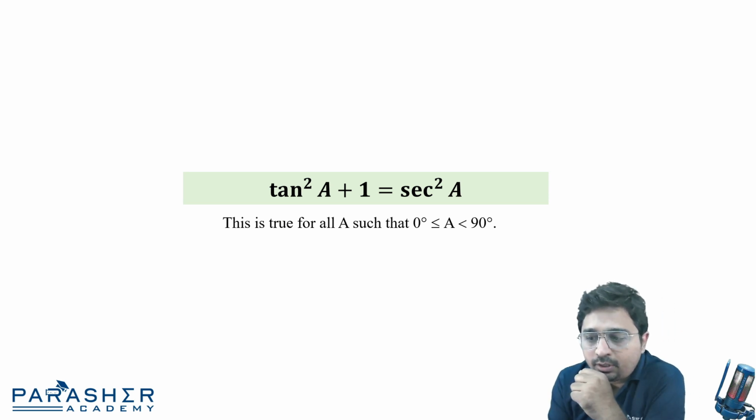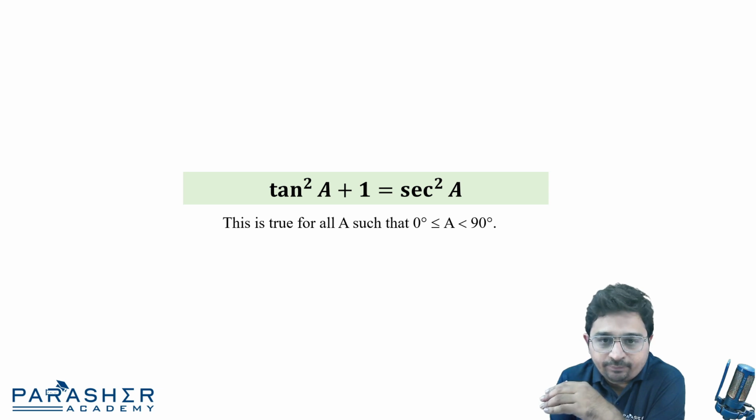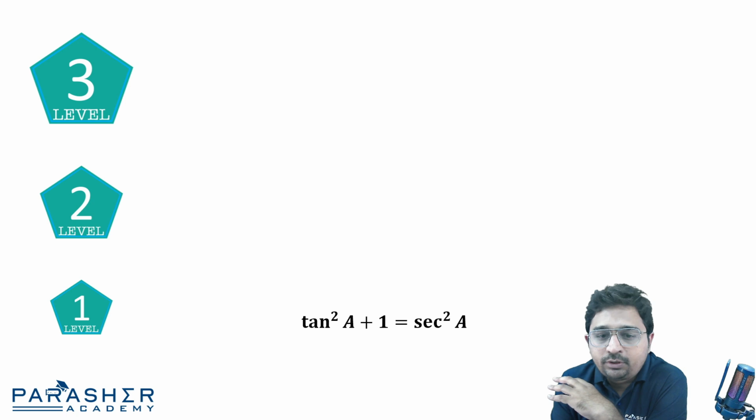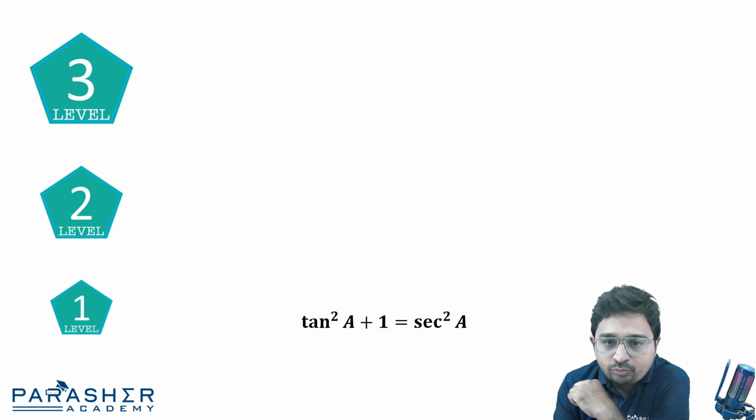I have divided it into three levels of understanding. The first level is just memorizing tan square A plus 1 equal to secant square A. That is level 1, but we have to go to the next level. What does going to the next level mean?